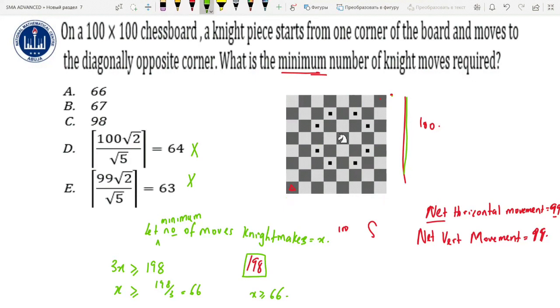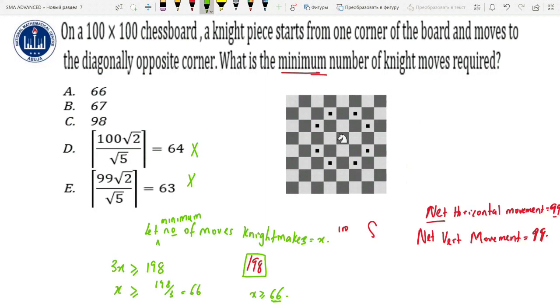That's how we do things like this. We want to find the minimum value or maximum value. We have to first of all prove an inequality, and after we prove the inequality, we have to find the equality case. So here we prove x is greater than or equal to 66. We want to show that the answer is 66, so we have to find an explicit example, or a way to construct an example, that will involve only 66 moves. So how do we do that?